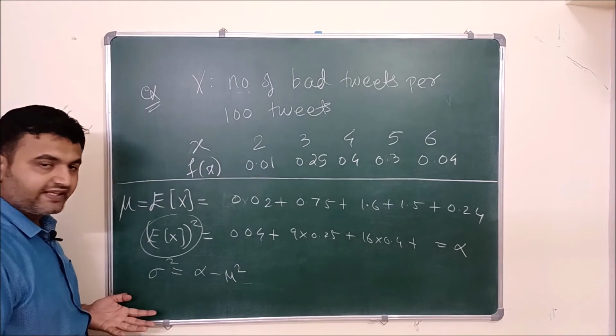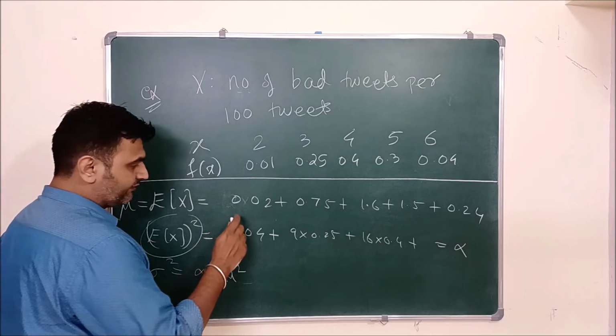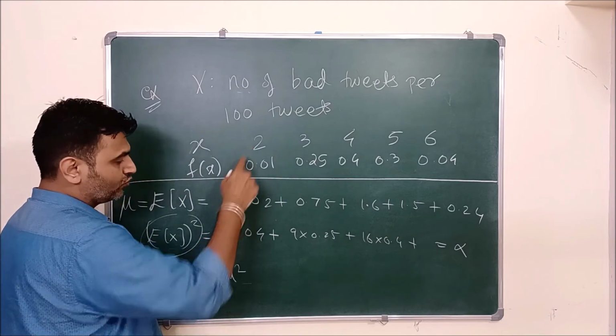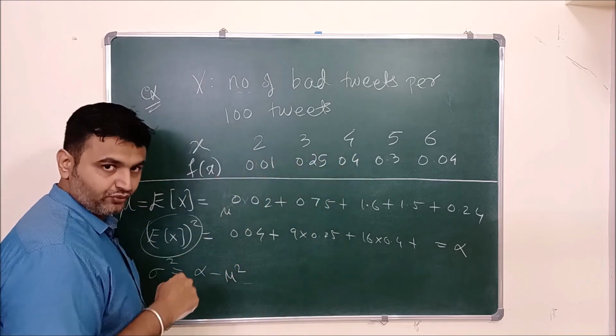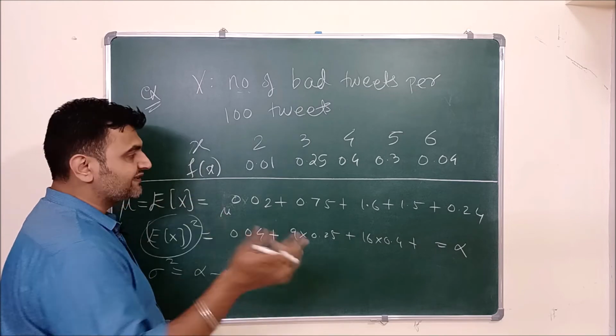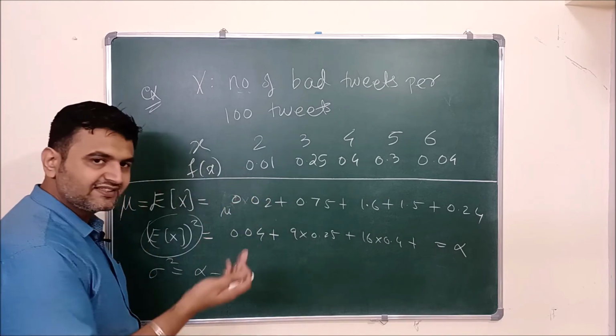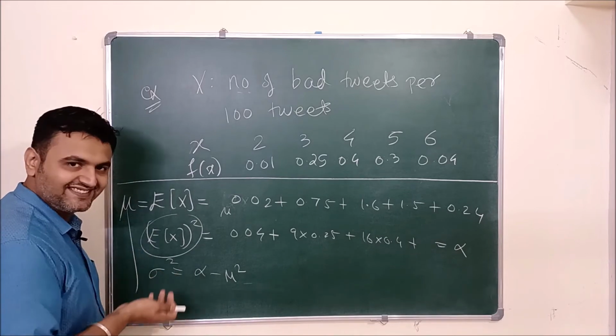So see how simple that is. Otherwise, if you go by definition, once you find the mean mu, you have to do 2 minus mu, 3 minus mu, 4 minus mu, 5 minus mu, 6 minus mu. Whatever answer you get, you have to take the square of that, and then multiply that square with this. Ultimately the same thing, but it's time consuming. Whereas this is quite easy, I feel.